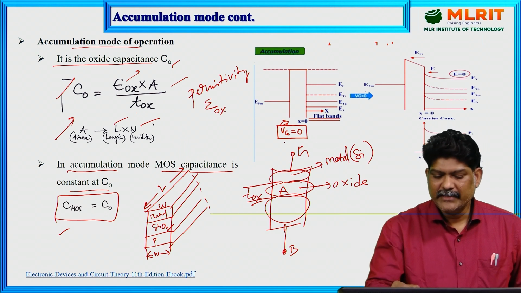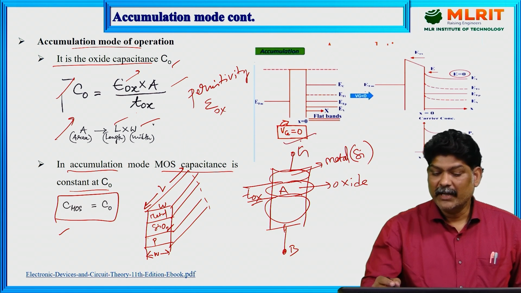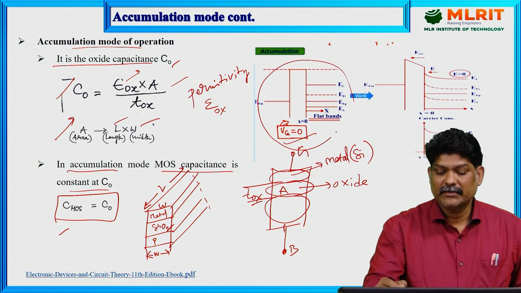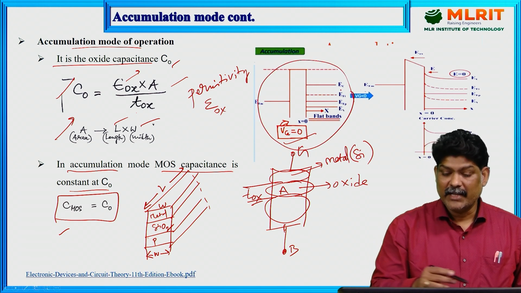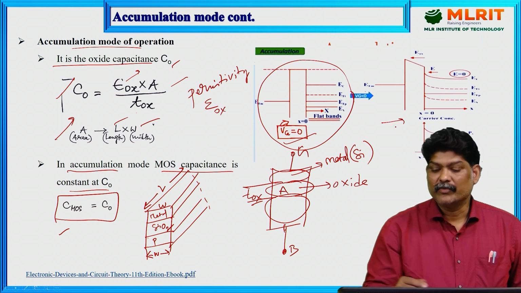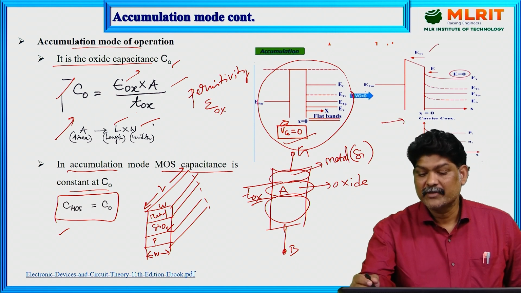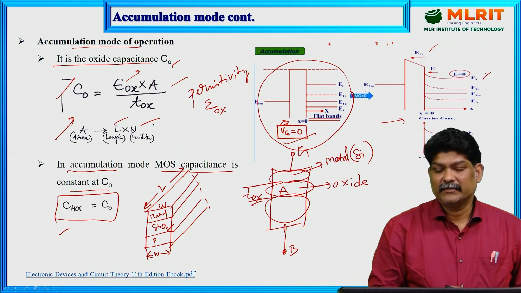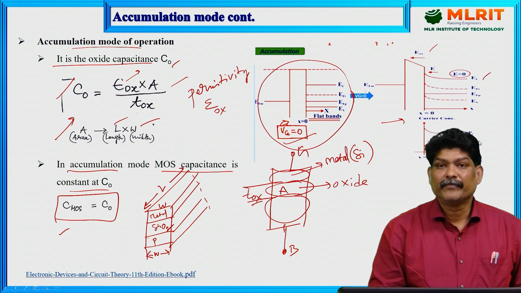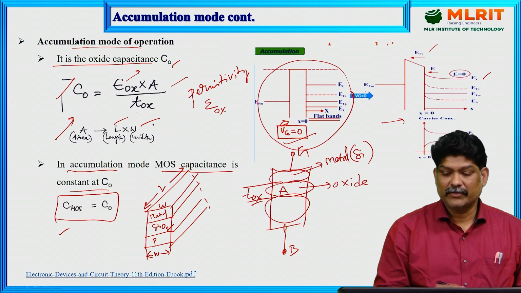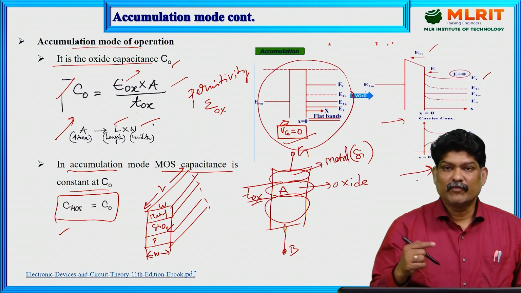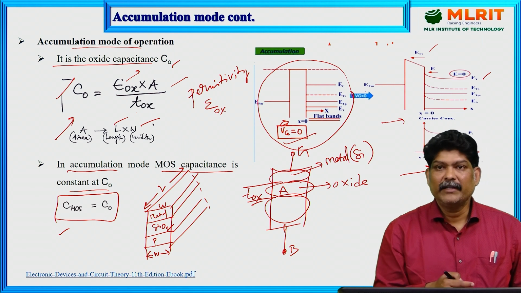Here Vg is equal to 0, and this is the flat band operation of the MOS capacitor, and that will be converted into accumulation mode. In this accumulation mode, the bands are not flat. There are curves between the conduction band and the valence band. So this is regarding the energy band diagram of the MOS capacitor when it is operated in accumulation mode.